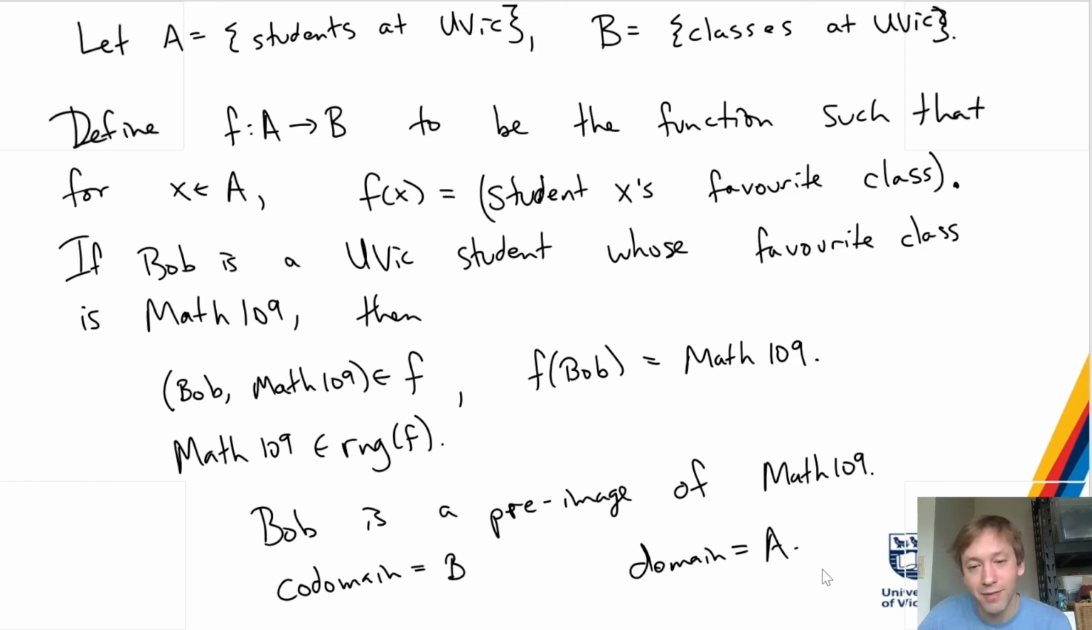And if nobody's favorite class is Math 122, then it's not in the range. Notice here that this is an example where the domain and the codomain are not sets of numbers, and there's no nice formula for computing f of x for each input x, right? So if I give a student as an input, there's no formula that tells me that student's favorite class. So functions do not have to have simple formulas for algebraically determining the value of the function.